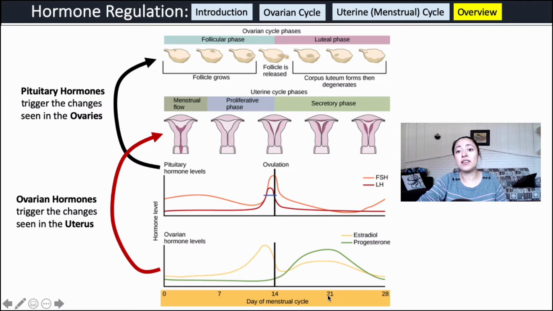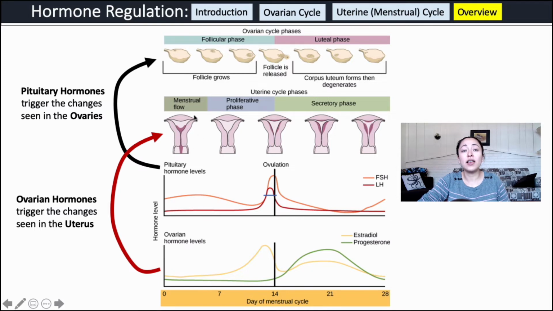However, what happens at the end of the menstrual cycle if fertilization doesn't occur? Well, remember the corpus luteum degenerated, so it stops producing progesterone. This drop in progesterone right here triggers the inner lining of your uterus to shed. And so the drop in progesterone is what triggers menstrual flow and your period to start. Then the cycle repeats itself.